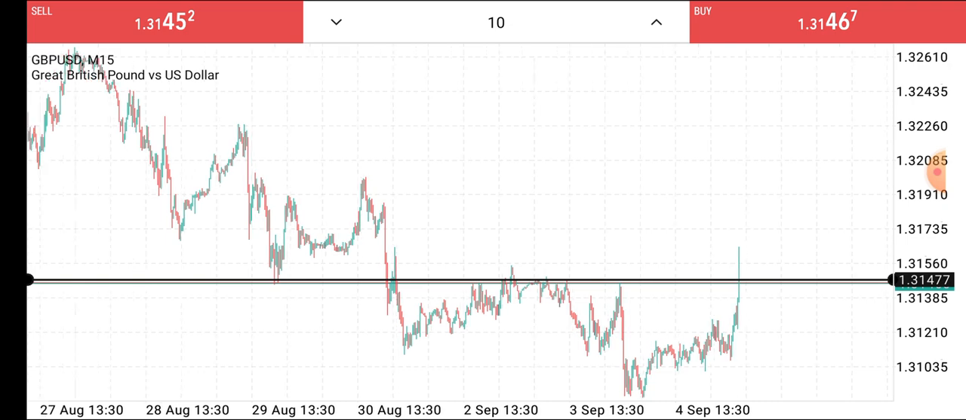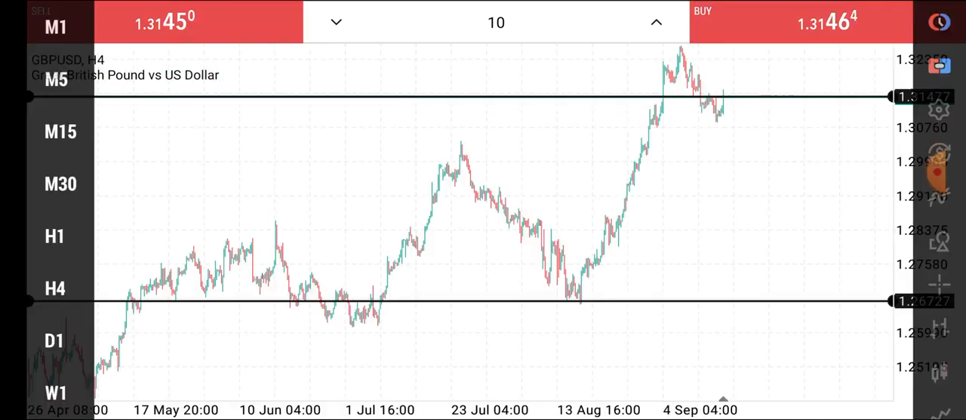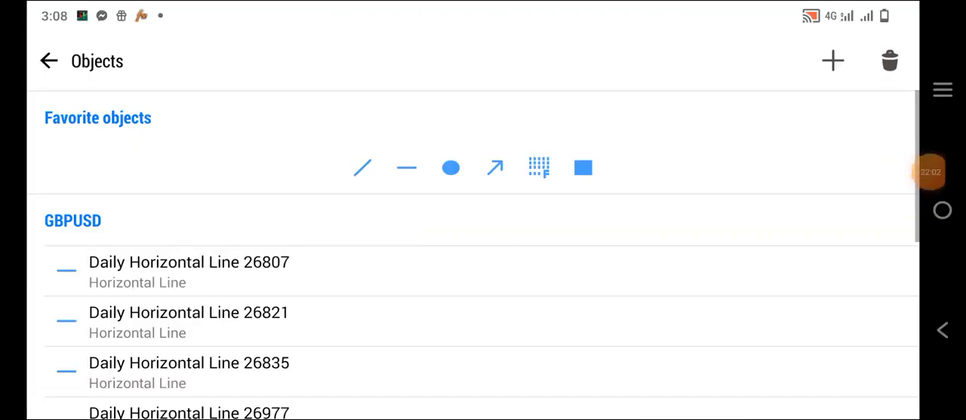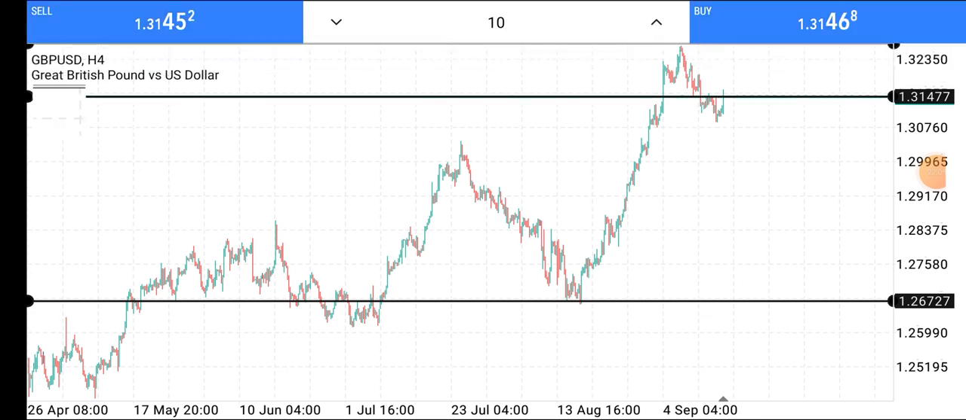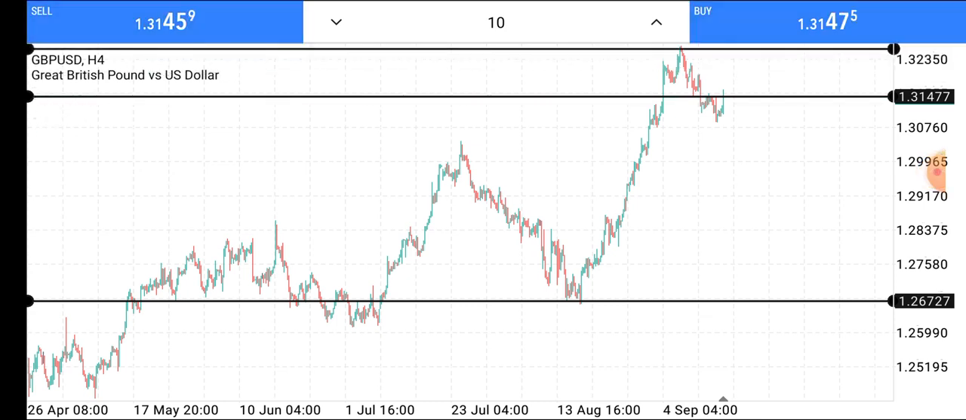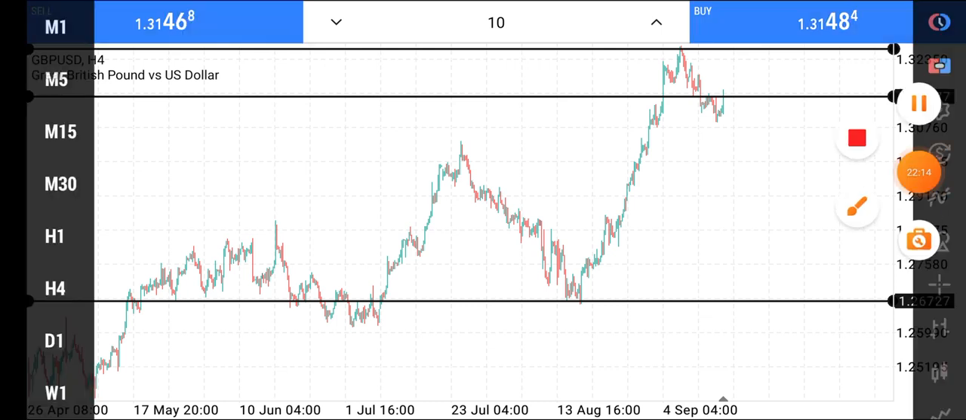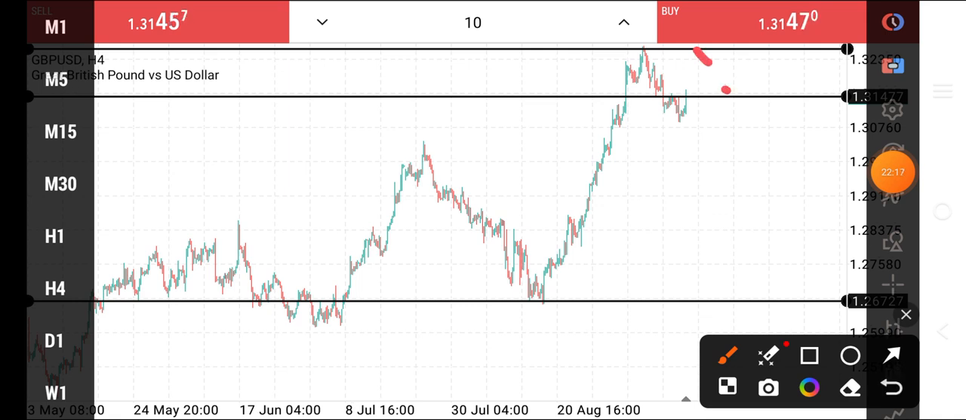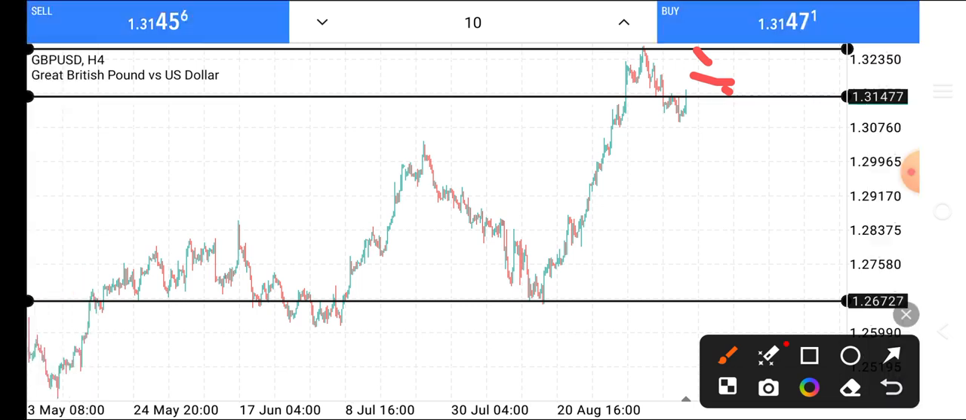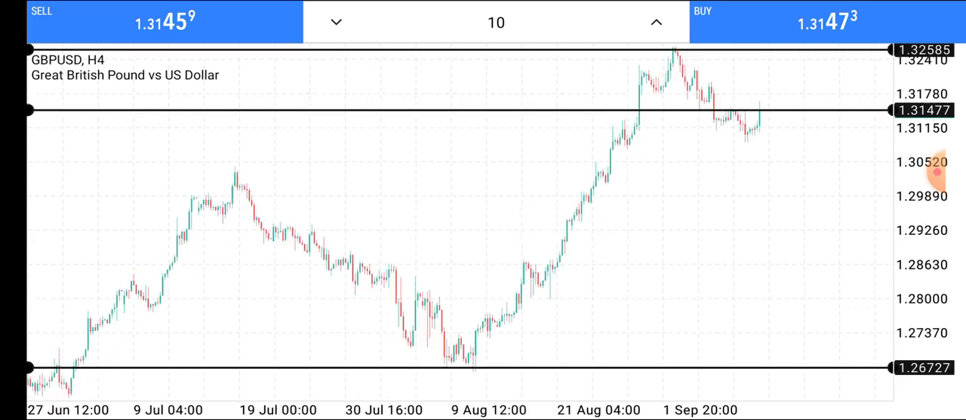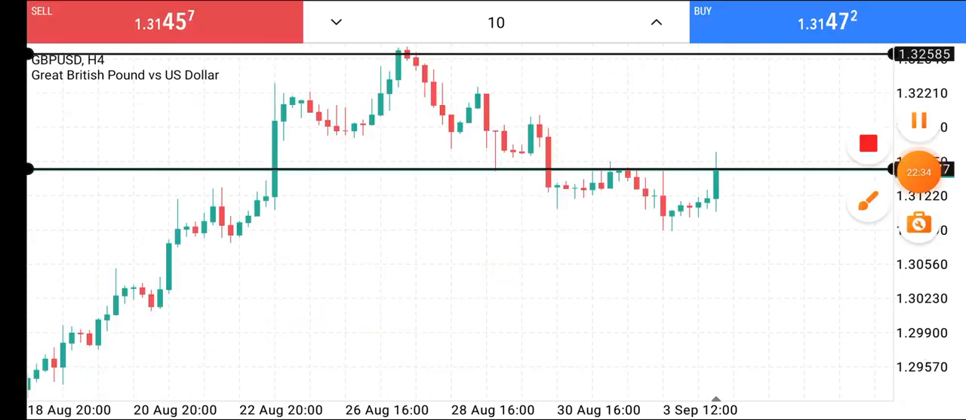So what are we looking out for? Let's go back to the H4 and take note of this level. Take note of this level. Okay, so between this level and this level, in the middle of them is our equilibrium. This is a discount price. From the discount price, if you zoom down, you can see, I think there's a supply candle there. There's a supply candle here.